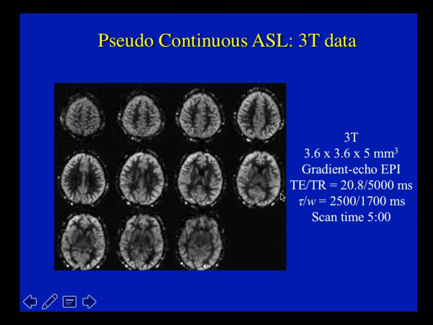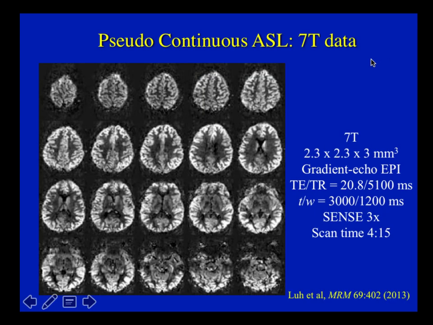I will show some examples of the pseudo-continuous ASL at 3 Tesla, and here's some data acquired in about 5 minutes. 3.5 millimeter resolution, with quite a nice signal change in the gray matter compared to white matter throughout the brain. This type of pseudo-continuous ASL technique is available on all of the scanners in some form or another. So if you would like to perform some ASL experiments, I'll be happy to help.